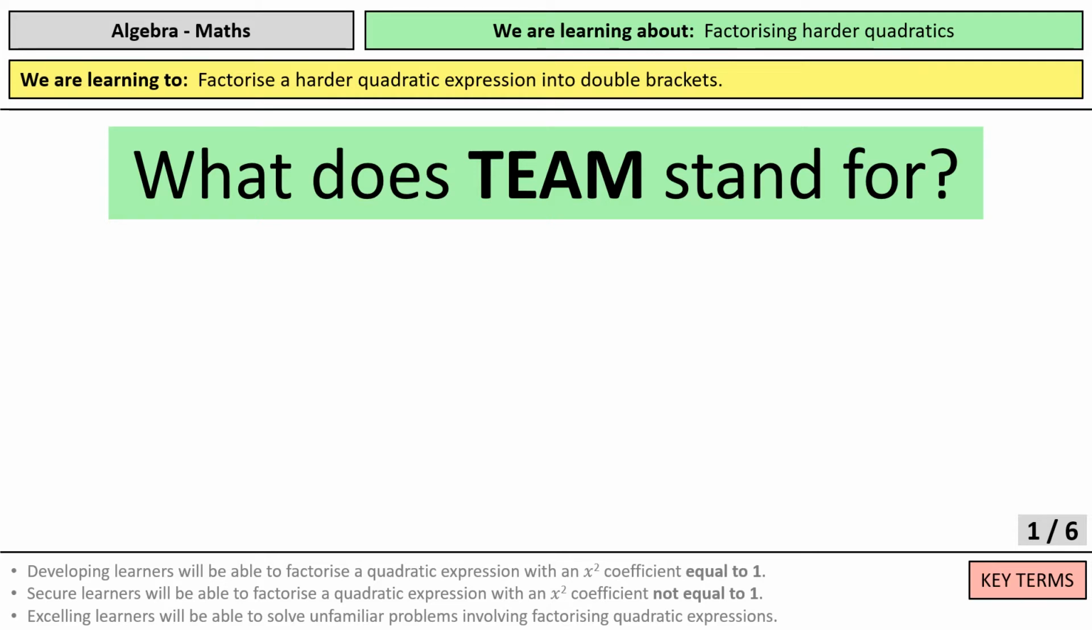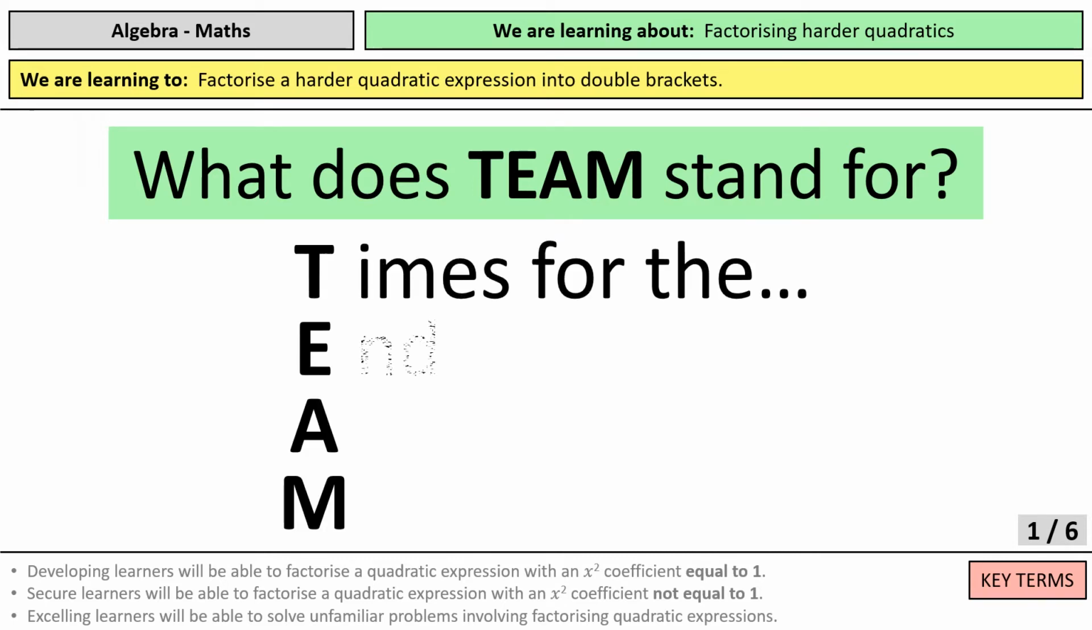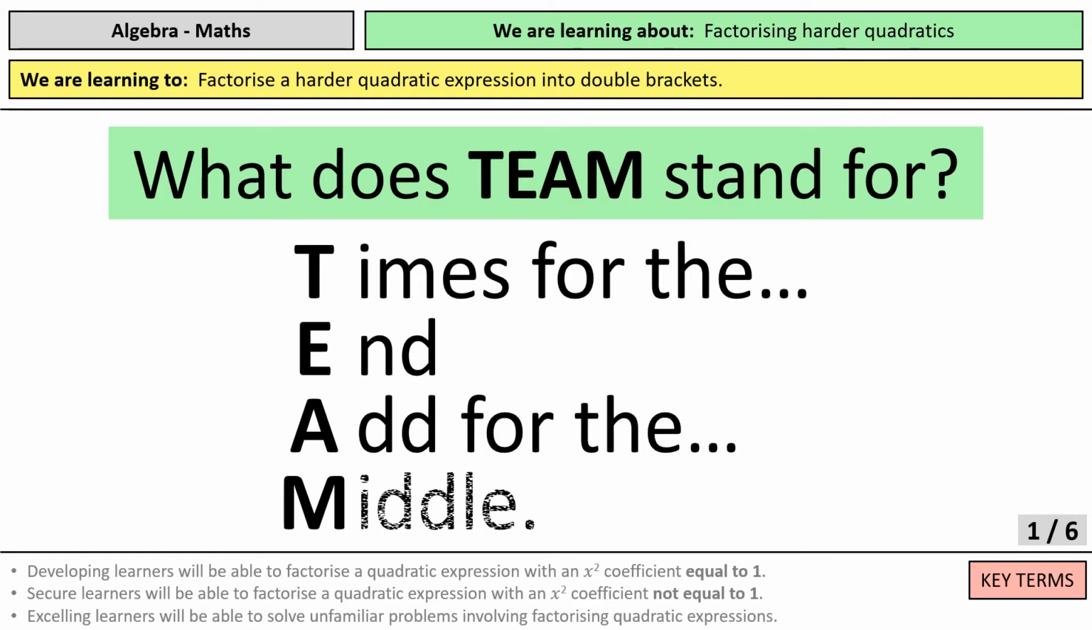Let's recap though easier quadratics to begin with, where the coefficient of x squared is 1. And let's start by asking the question then, what does TEAM stand for? Have a think. And the answer is times for the end, add for the middle. But as we know, that add can also be subtract. So we're looking to create a sum with two numbers, which could be an addition or a subtraction.